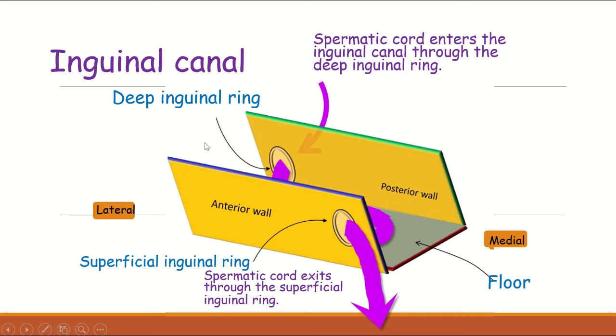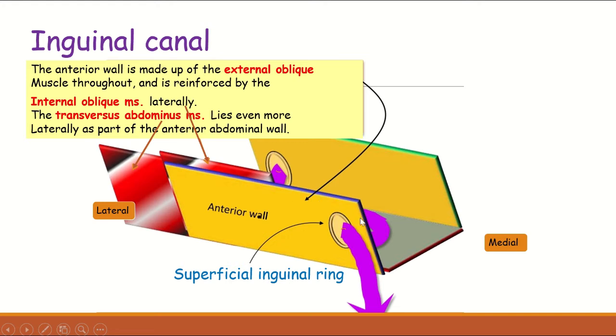In this image, the roof has been removed so that we can clearly see the entry and exit of the spermatic cord. Here the anterior wall can be clearly seen, and this opening present in the anterior wall near the medial end is the superficial inguinal ring.